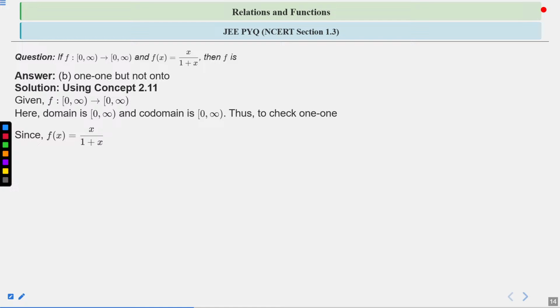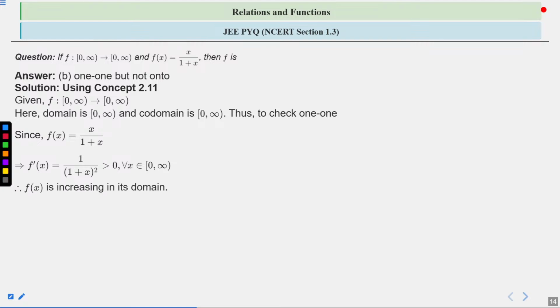Since f(x) is given as x upon 1 plus x, what can we say about f'(x)? When we find f'(x), we get 1 upon (1 plus x) whole square, and you can say that it will always be greater than 0, right? Because the square of any number will always be greater than 0. So f'(x) is greater than 0 for all x belonging to 0 to infinity.